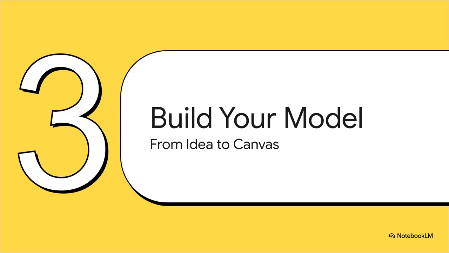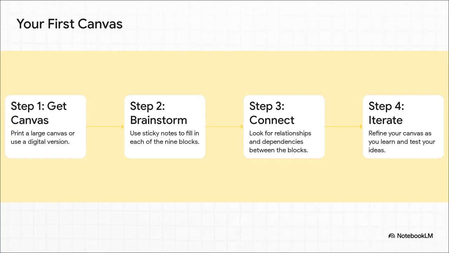That's the bottom line. Okay, so now you get the 9 building blocks. The next logical question is, how do you actually use this thing? Well, the beauty of the canvas is its speed. You can honestly sketch out an entire business idea in less than an hour. So, how do you start? It's a simple 4-step process. First, just get yourself a canvas. Print a big one, use a digital version, whatever.